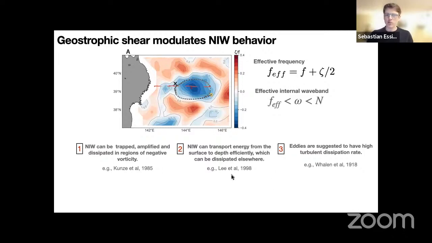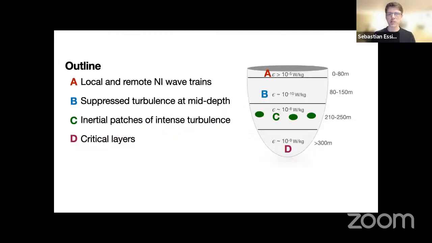But these regions are also thought to be very important for the export of near inertial energy from the surface where it's usually generated. For example, the vertical propagation speed of these waves is very fast in regions of negative vorticity, so those are thought of as chimneys for propagation. And lastly, eddies seem to modulate the behavior of dissipation because they trap these near inertial waves that are generated by storms. So there's enhanced dissipation in eddies.